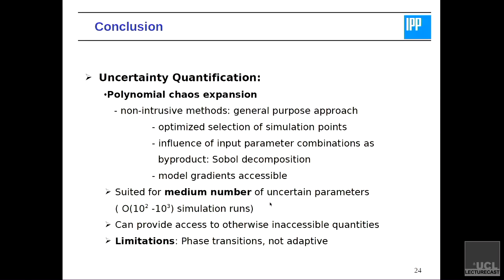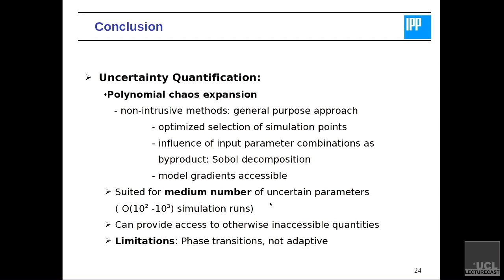To summarize, uncertainty quantification in terms of the polynomial chaos expansion offers a non-intrusive method that is general purpose. It's optimized in the selection of the simulation points. The influence of input parameter combinations is a byproduct, so essentially working out what the sensitivities to the inputs are, and model gradients are accessible. Udo feels that it's suited for a medium number of uncertain parameters, and you can get away with 100 to 1,000 simulation runs, which in some cases is certainly feasible, in other cases it's starting to become marginal.